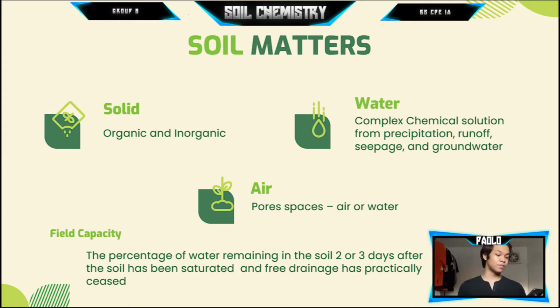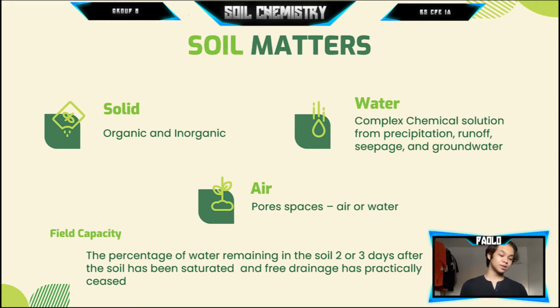Next is water. Soil moisture, also known as water content, is the quantity of water contained in soil. Soil moisture or soil water is important as it serves as a carrier of plant nutrients. So, without water, plants won't be able to survive. It also helps regulate soil temperature, supports microbial activity, and many more crucial activities that are essential for plant growth. So that's pretty much it, the three phases of soil.